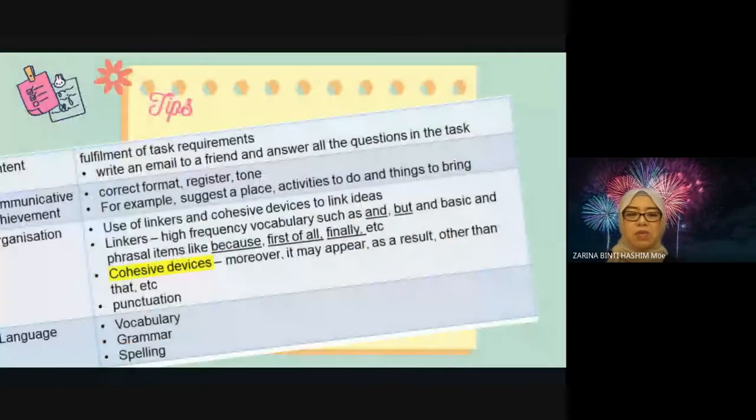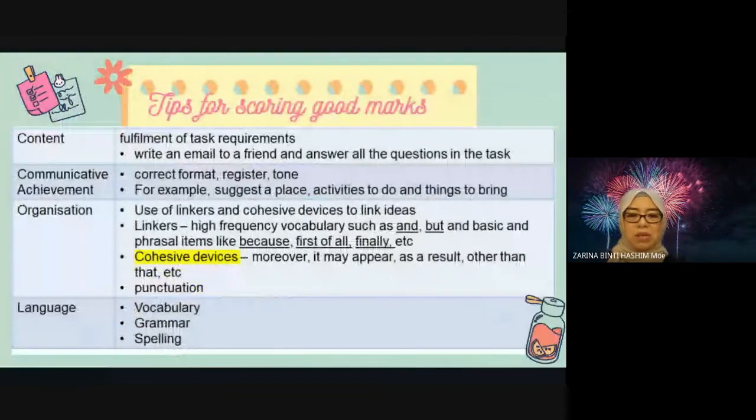This is tips for you to score good marks. Do you want to copy anything, or you can just snap a photo with your phone if you want. I think this is very important for you to know so that you can plan your essay. So these are the tips for scoring good marks. Remember, just now I mentioned content, communicative achievement, which we just call CA for short, O for organization and L for language.